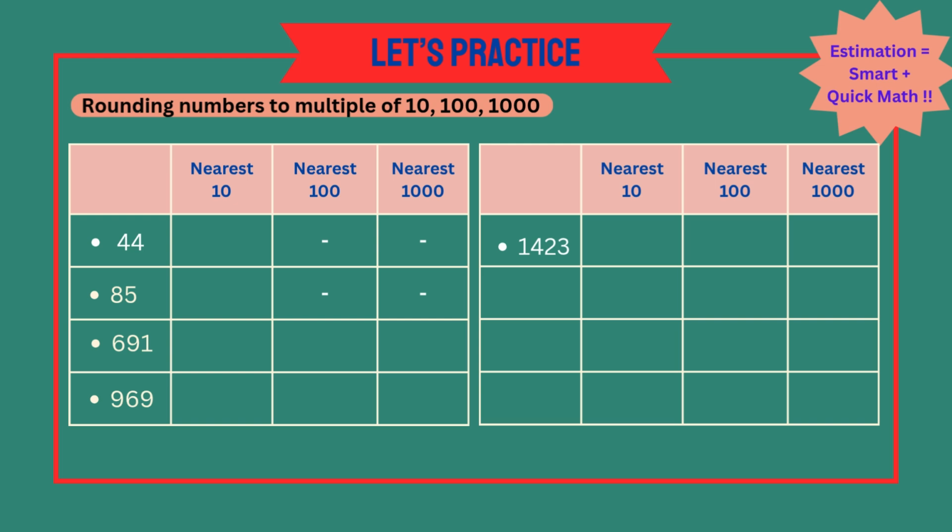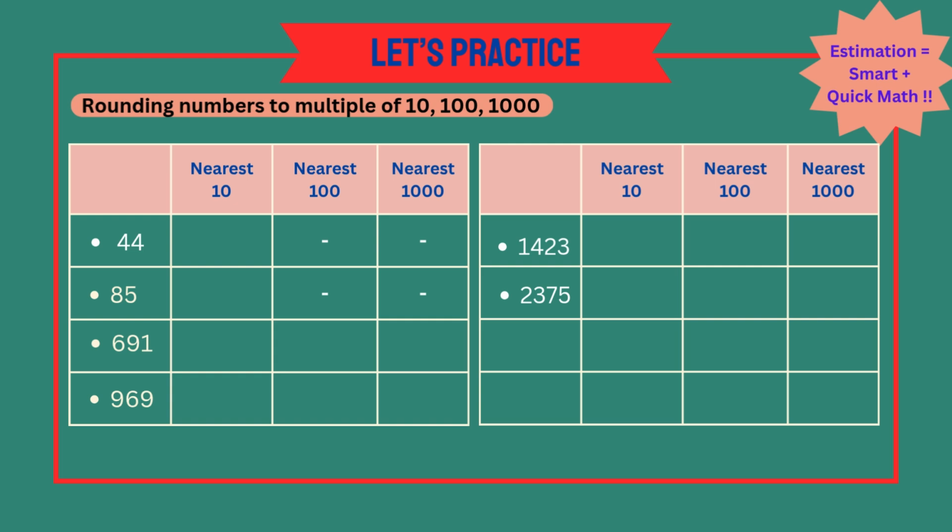1423. Look at the tens digit this time. Round it to the nearest 100. Now try this one. 2375. Round it smartly.